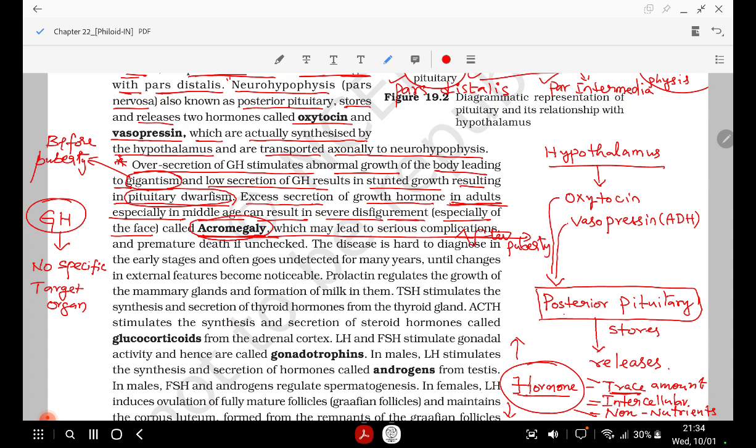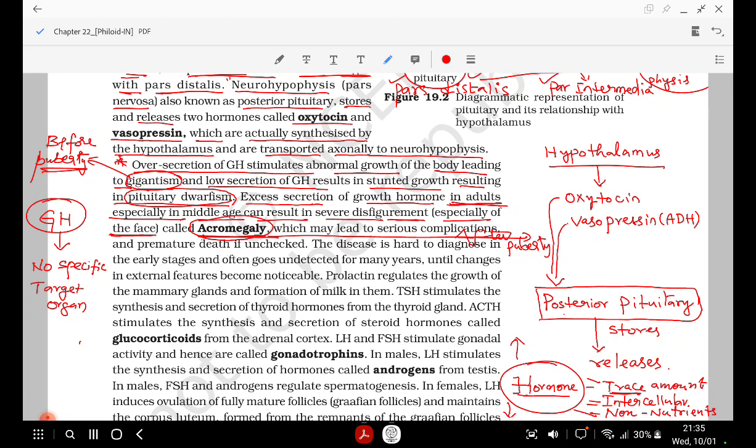before puberty over secretion causes gigantism, elongation of the bones occurs, the body becomes weak, with thin limbs. We can observe more height and thin limbs. In the same way, after puberty, there is disfigurement of the face, facial abnormalities. Disfigurement means the face is not proper: the lower jaw and eyebrows become disfigured, not in normal shape. Such over secretion causes overgrowth of the facial bones, causing disfigurement.